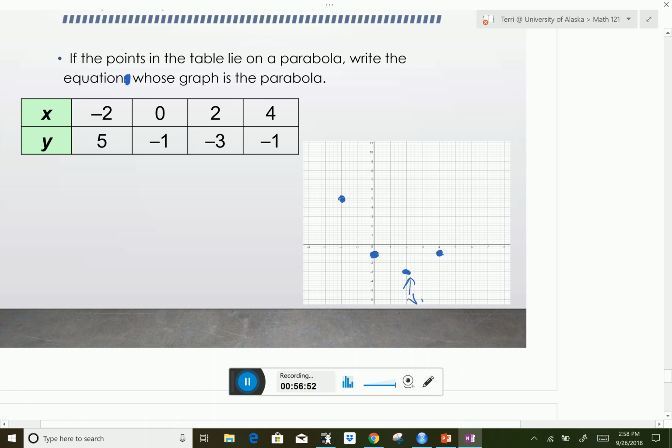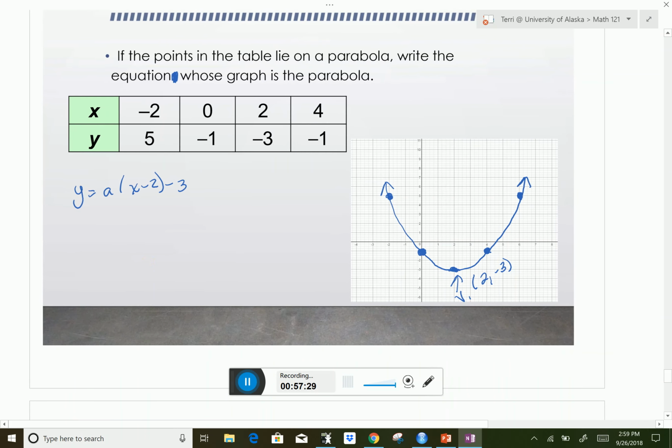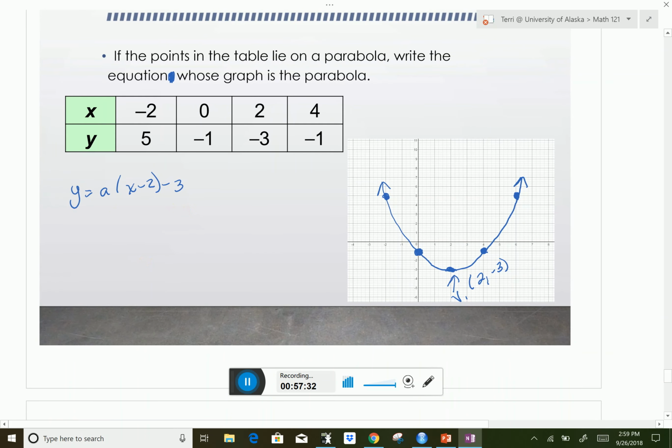And we also can see the whole thing now. So we know if we go two more out, we go to here. So here's our whole parabola. And we need to work backwards. So we know that we have this point, our vertex, which is 2, -3. So we know that y equals a times x minus 2, squared, minus 3. Right? Yes, okay. So we just have to figure out what a is.